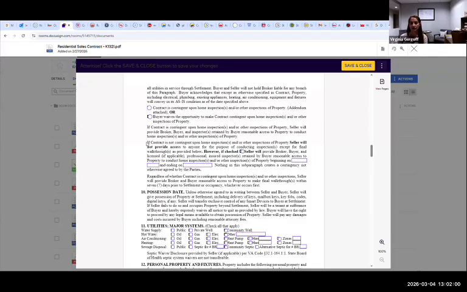If contract is not contingent, seller will not provide access to anyone for the purpose of conducting inspections, except for the final walkthrough as provided below. So you always have that buyer that says, I want to go and measure, and the seller actually has the right to say, no, I'm sorry, right? You don't have access, you don't have permission to access the property.